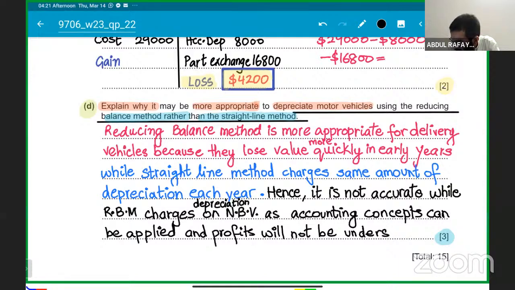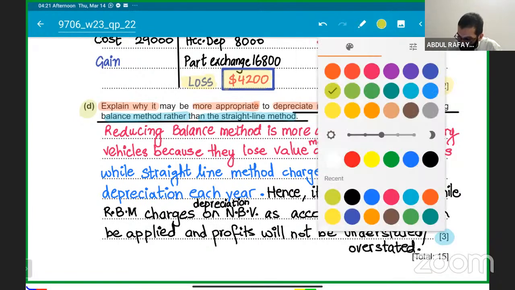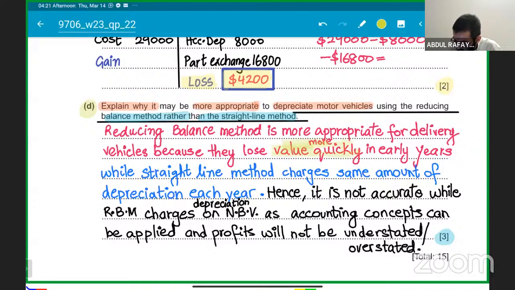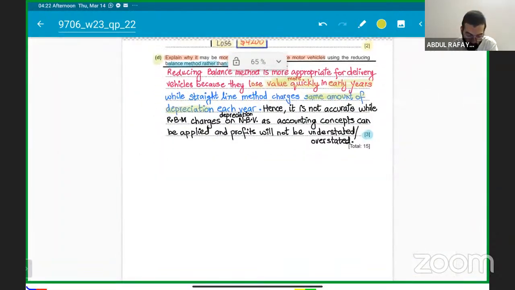Got it, clear with me? So you can write this for 3 marks. I've written more than 3 points, but you have to write down some understanding and explain. This is very important. The main reason is that delivery vehicles lose value in the early years, and that is why reducing balance is more appropriate, because it charges more depreciation in the early years, while straight line charges the same amount, so it is not that effective. So that's how you can get the 3 marks.